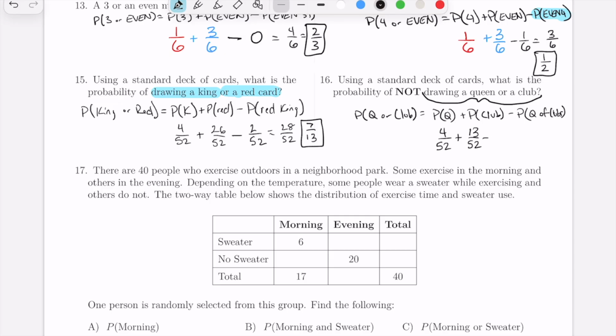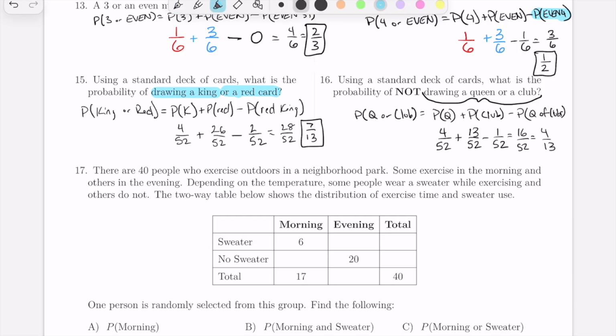And then we have to subtract off the queen of clubs because the queen of clubs got counted. She got counted here in these 4, and she got counted here in those 13. That's why we subtract her off 1 time, because she was double counted. That's 16 out of 52. That does reduce down to be 4/13. Now, that's the probability of getting a queen or a club.